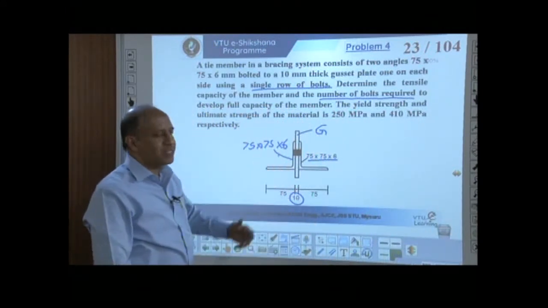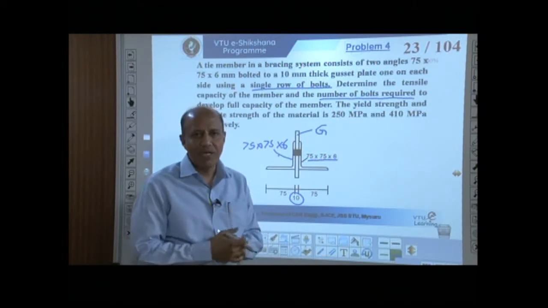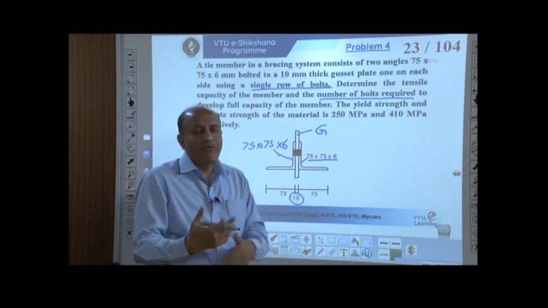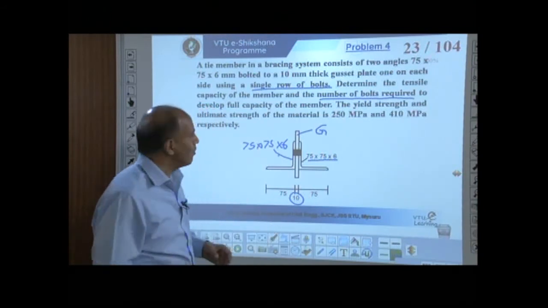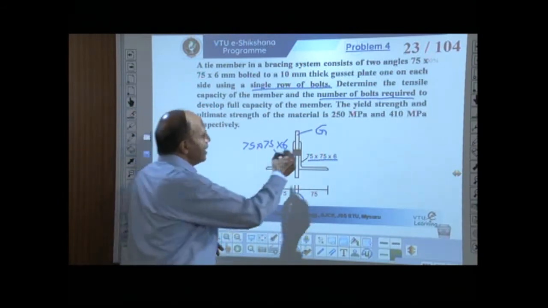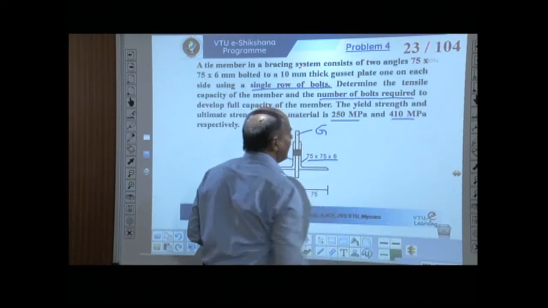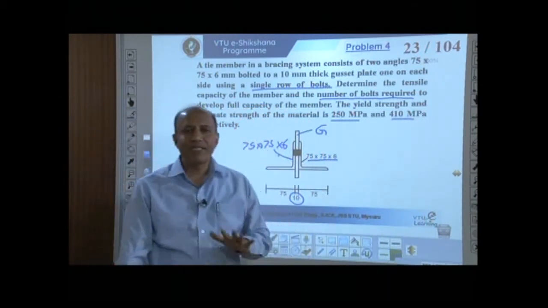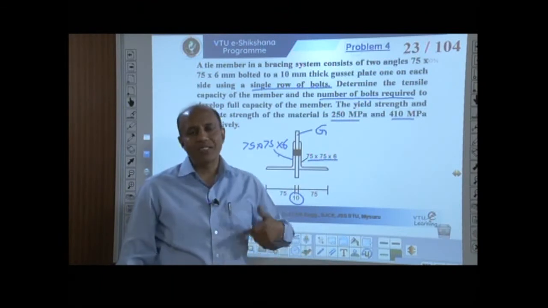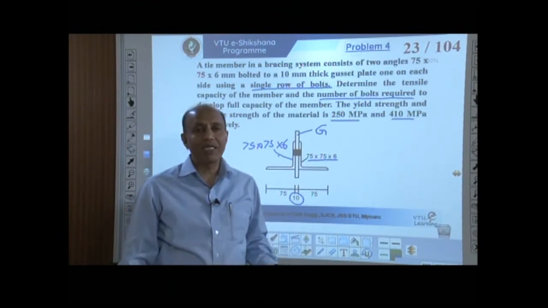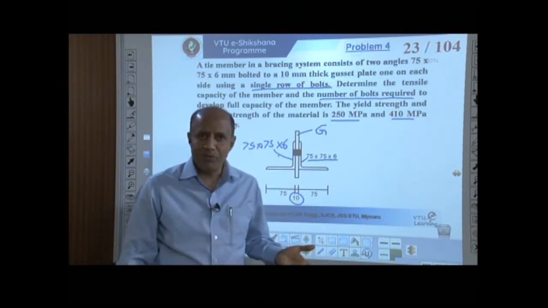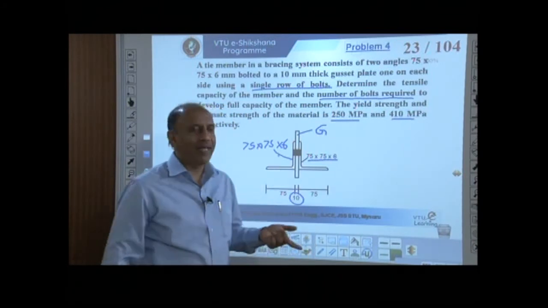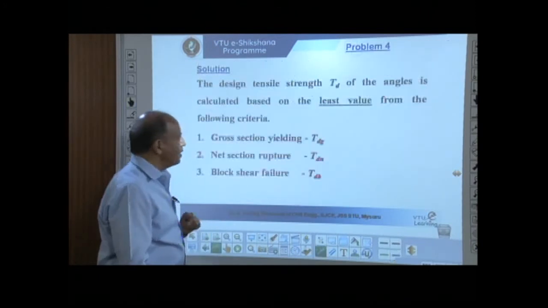First, you need to understand what the tensile force of this particular connection may be, and for that to develop, we have to provide enough number of bolts, correct, and the yield strength and the ultimate strength of the material are given. I hope you understood the problem. The only difference here is that we have two angles instead of one angle, and in the previous case the number of bolts was specified, six, but in this case, we are going to calculate even that, with respect to the data given here.